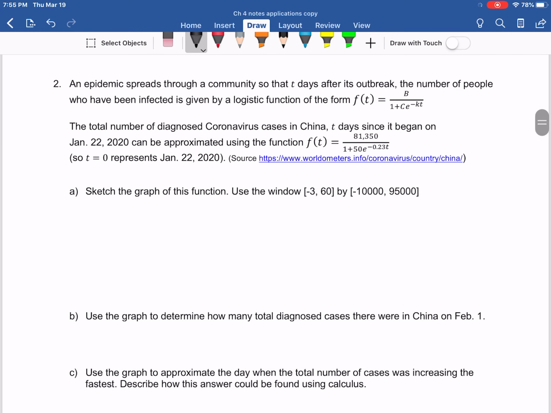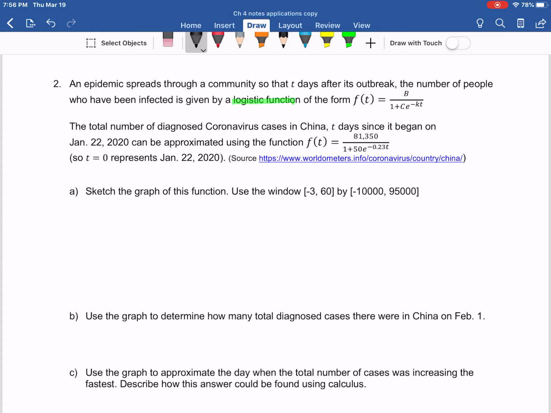Number 2, an epidemic spreads through a community so that T days after its outbreak, the number of people who have been infected is given by a logistic function of this form. The value of B, the value of C, the value of K, those are all constants. T is time after the outbreak.